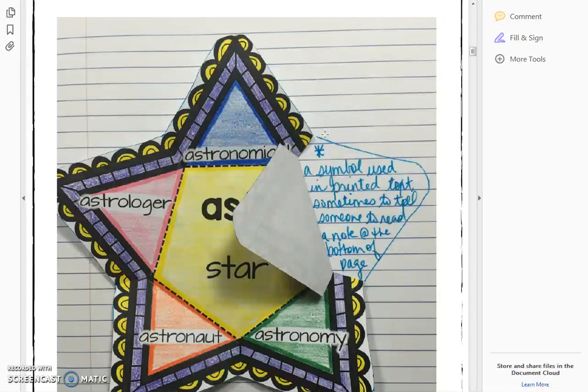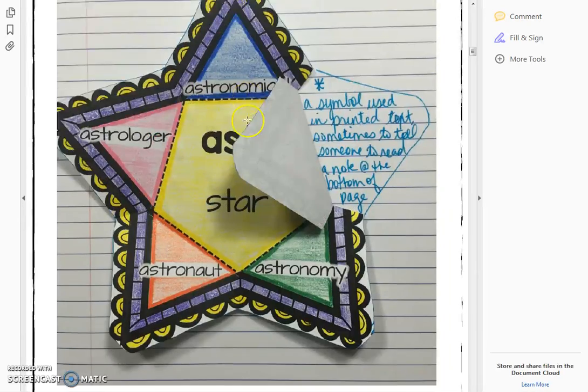So you should have already gotten your supplies. There's glue, colored pencils, scissors, a packet of work that I need you to complete, and your notebook paper if you didn't have your interactive notebook. You also need a writing utensil.